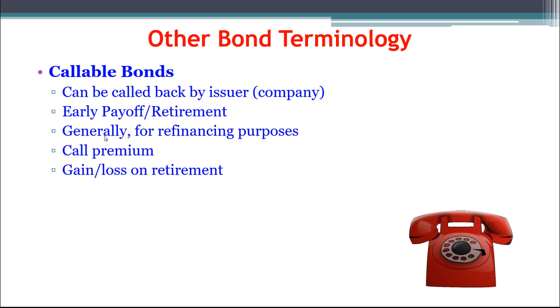And because of the impact it has on the investor, most of these callable bonds have what's known as a call premium, which is basically an early payment penalty. So the investor will at least get something for losing their high interest investment. Now, when they're called back early, this can give rise to a gain or loss on the retirement of that bond, the early retirement of that bond. This is one other topic that we don't cover in this particular class, although there are additional videos I have out on YouTube that go through this topic in more detail.